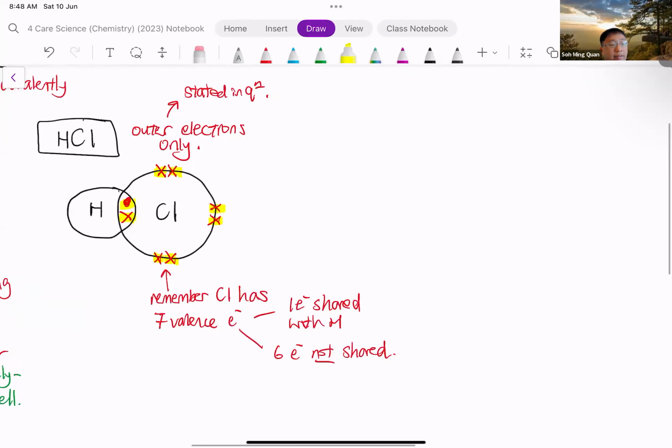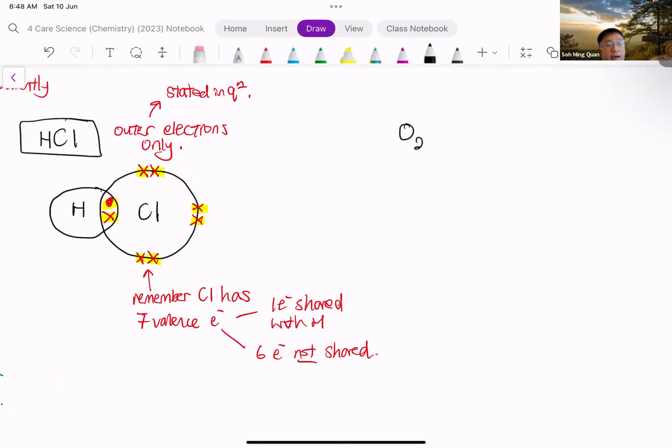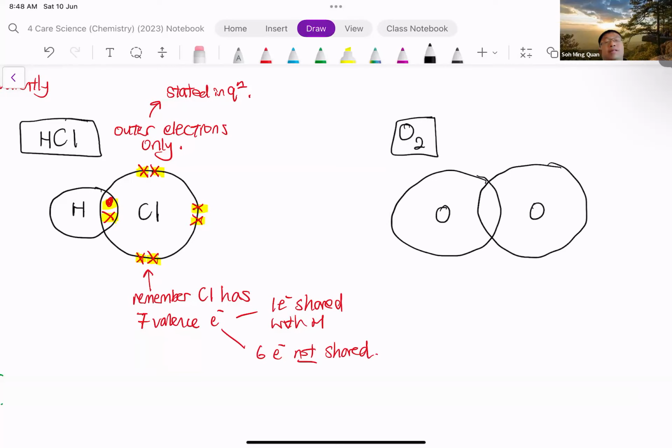And now we move on to other diatomic molecules like oxygen. Now, the oxygen gas that we breathe in is diatomic. So it's O2, meaning there are two oxygen atoms that are covalently bonded to each other. Now, we shall practice showing all electrons. When we say all electrons, it means you need to show valence and inner shell.